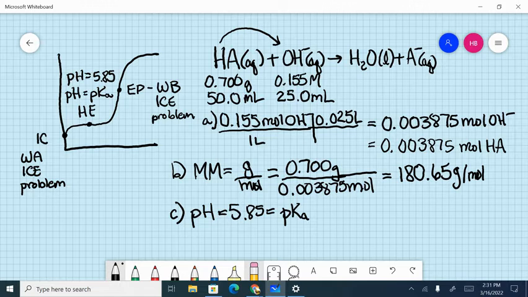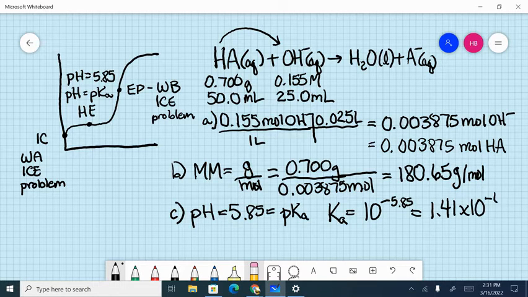So in order to get the Ka, we would do inverse log of the negative pKa, and your calculator will say 10 to the negative 5.85, and that gives you an answer of 1.41 times 10 to the minus 6.